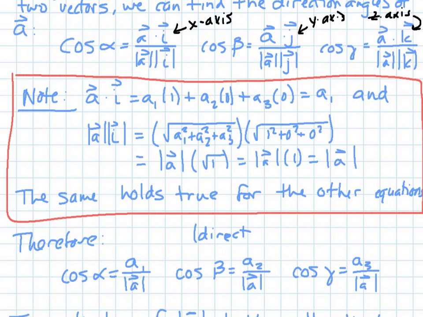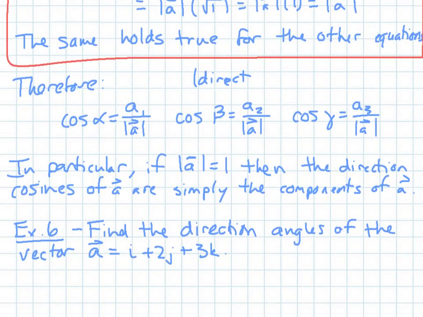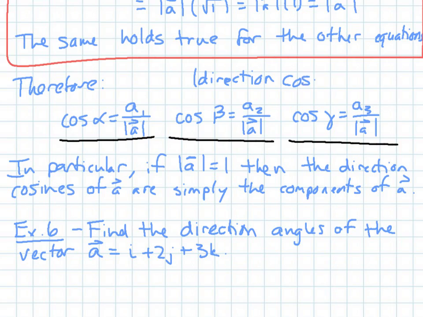So we can shorten up our equations into cosine of alpha is equal to a sub 1 divided by the magnitude of vector A, and then so on and so forth for cosine of beta and cosine of gamma. Now, one thing to remember here: I was going to say these are also called direction cosines.